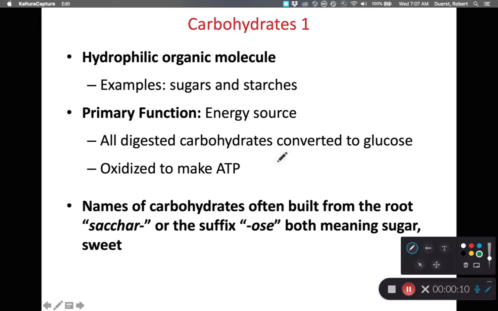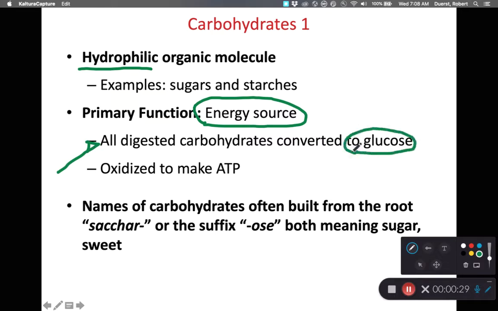So let's talk about carbohydrates. As we think of a carbohydrate, they are a hydrophilic molecule, meaning that they like to be dissolved in water. They have a tendency to be dissolved in water. As we think of the function of a carbohydrate, they're primarily going to be used as a source of energy in our body. Eventually, all digested carbs will make their way to glucose or something very similar to glucose, and from there we oxidize them to make adenosine triphosphate, ATP, the energy currency of our cells.